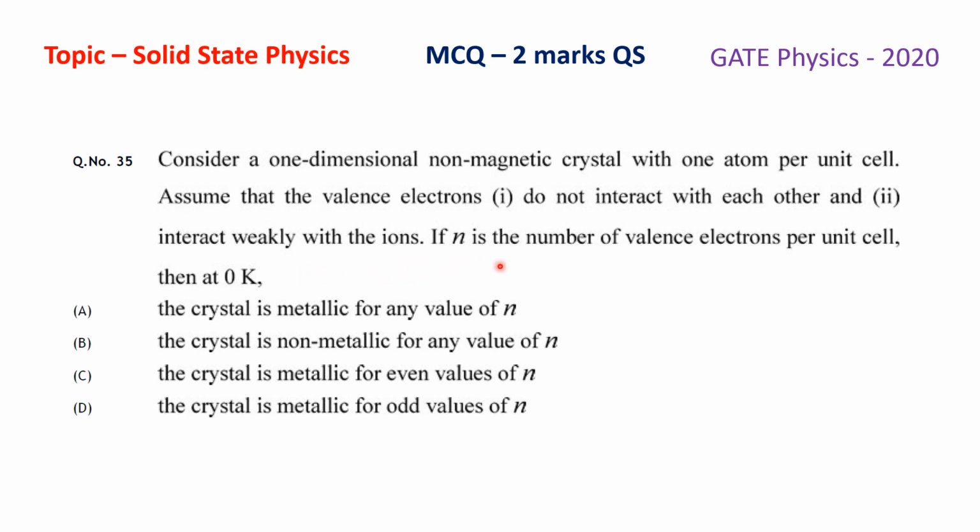If n is the number of the valence electrons per unit cell, then at 0 Kelvin, option A, the crystal is metallic for any value of n. Option B, the crystal is non-metallic for any value of n. Option C, the crystal is metallic for even values of n. And the last option, option D, the crystal is metallic for odd values of n. So, let us see which option is correct.